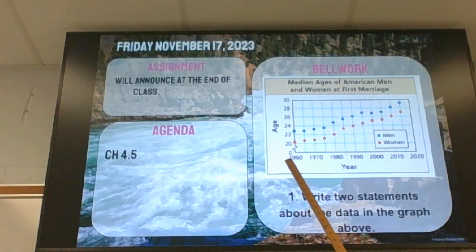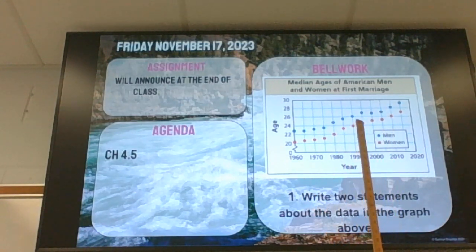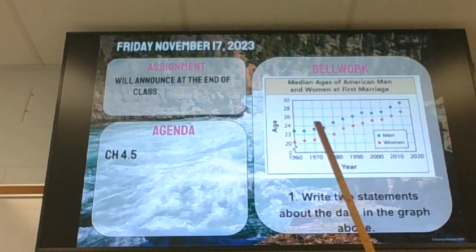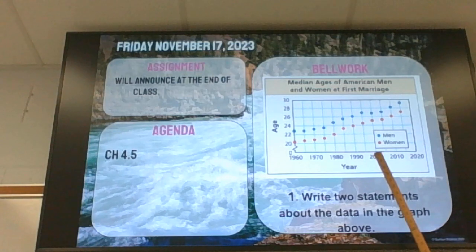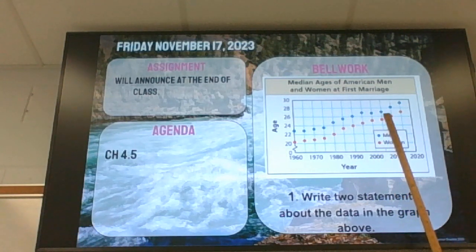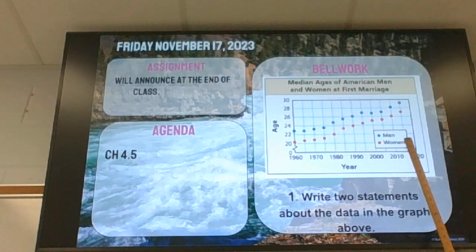It starts in 1960. We're talking your grandparents' days. Maybe they got married in their 20s. And then in the 80s, people are getting a little bit older. In the 2000s, your parents probably got married between 2000 and 2010 if they're married. And they were in their late 20s. And now we're really approaching 30 for one of the genders.